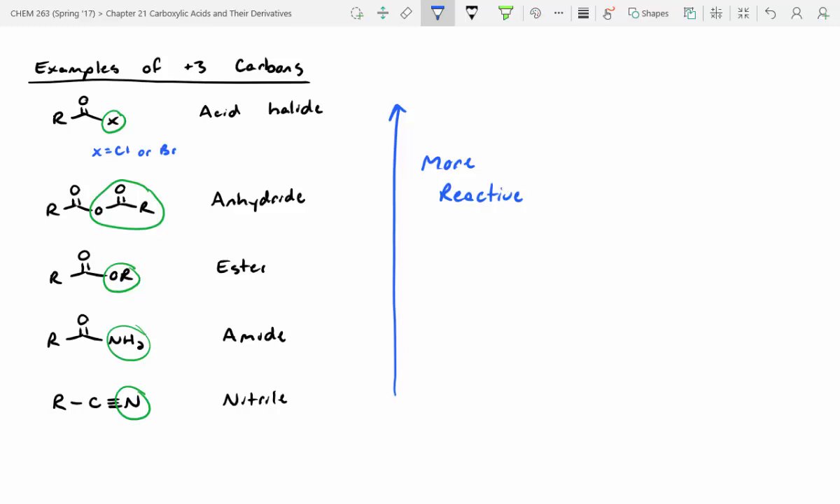However, the neat thing is we can interconvert between a lot of these. The number one piece of advice I would give you guys for this chapter is really, really, really focus on these guys, because these will give you access to the biggest variety of functional groups. You can interconvert between an acid halide to an anhydride to an ester to an amide to a nitrile very easily. Whereas if you're in an amide, it's a lot harder. You're a little less able to interconvert.